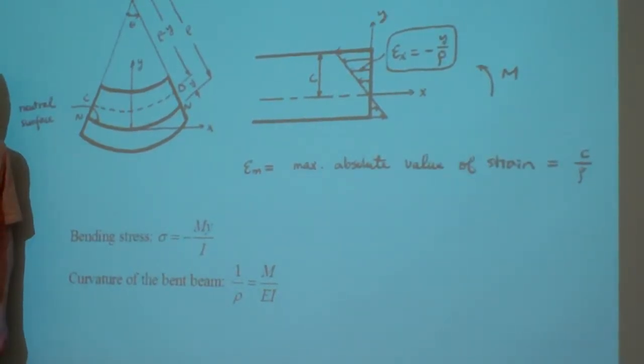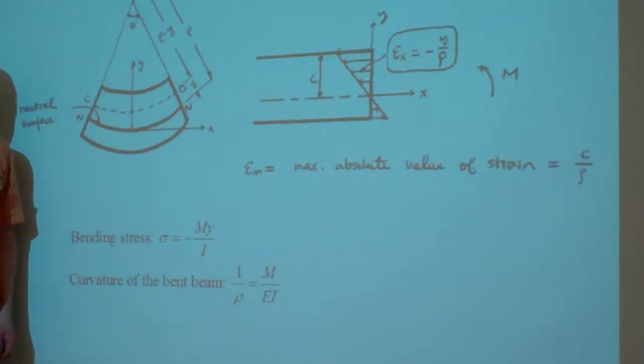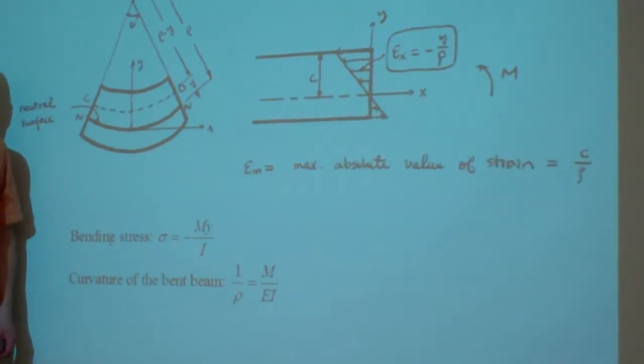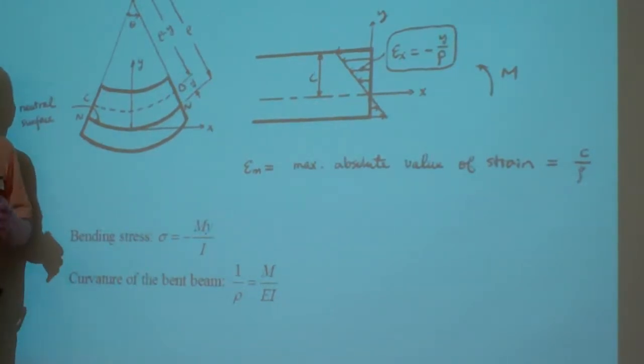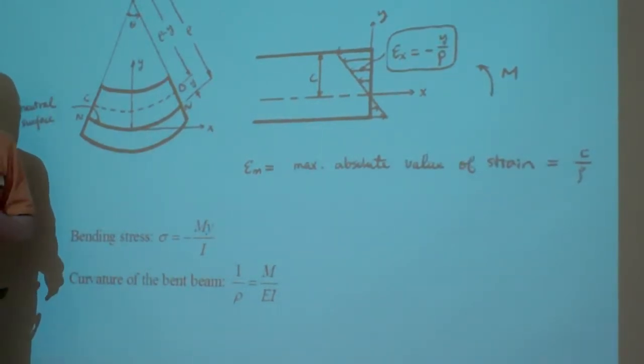This is a very strong assumption, and in general it is valid for materials like steel and aluminum, which are usually very stiff. We call it rigid, mostly rigid.